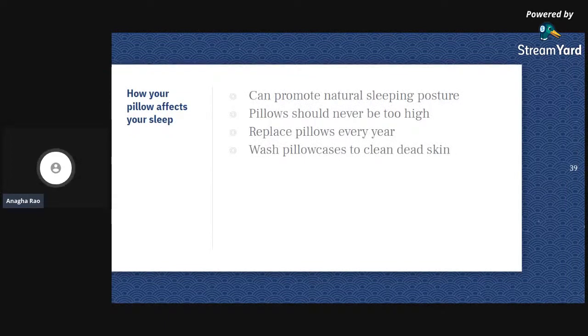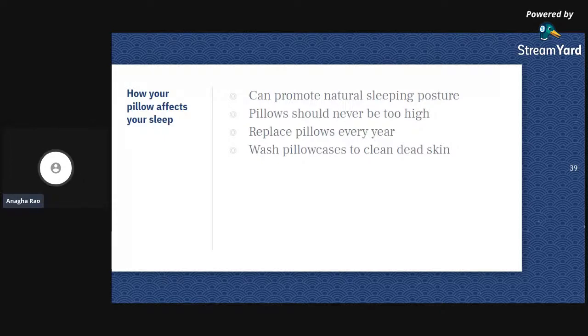How our pillow affects our sleep. Our pillow can promote good sleeping posture and it can support the natural curve of your neck. A pillow that is too high can put stress on our spine, which is why we can end up with neck pain or other types of pain in our back area. And the right pillow can depend on our sleeping position.